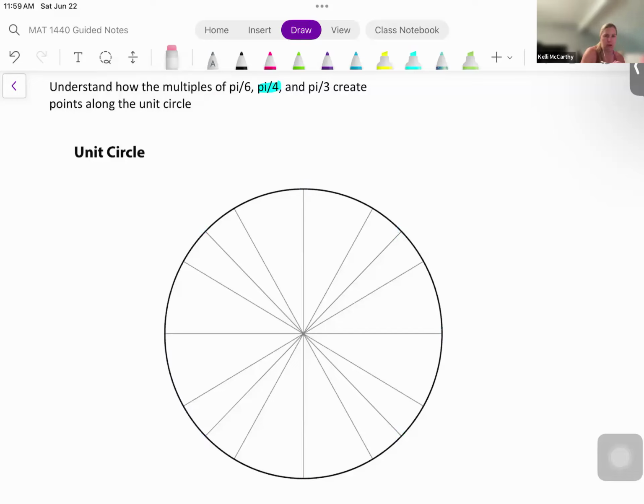The nice thing about those odd multiples of pi over 4, the ones that are not on the quadrantal angles, is that those ordered pairs are always square root of 2 over 2, square root of 2 over 2. So all you need to know are the signs of the trig functions within each quadrant.